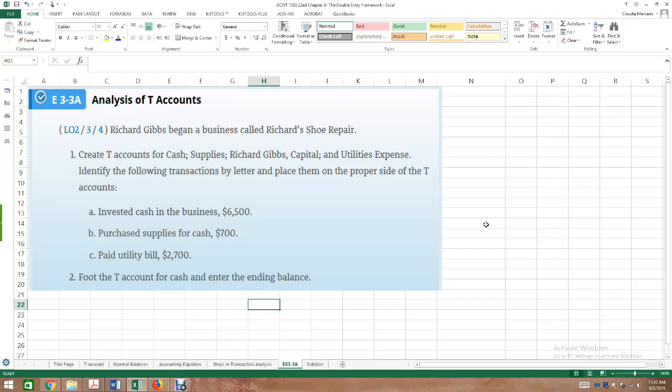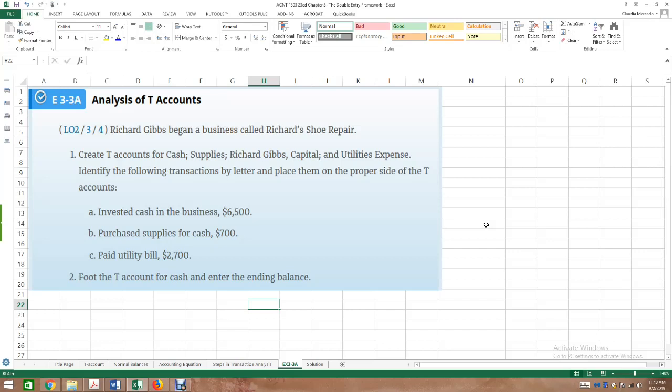Letter A says that we invested cash in the business, $6,500. Letter B says we purchased supplies for cash, $700. And letter C says we paid our utility bill for $2,700. So they're asking us to record these transactions in a T account. And then requirement 2 says we're going to foot the T account for cash and enter the ending balance.